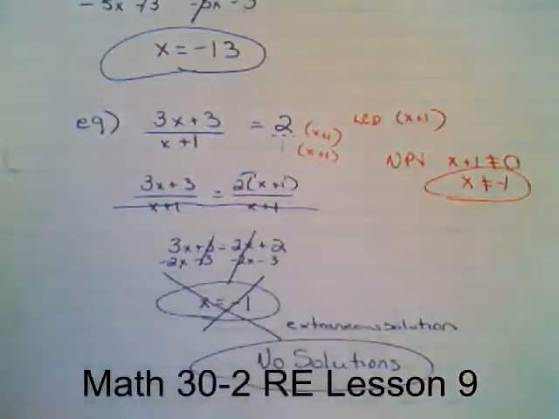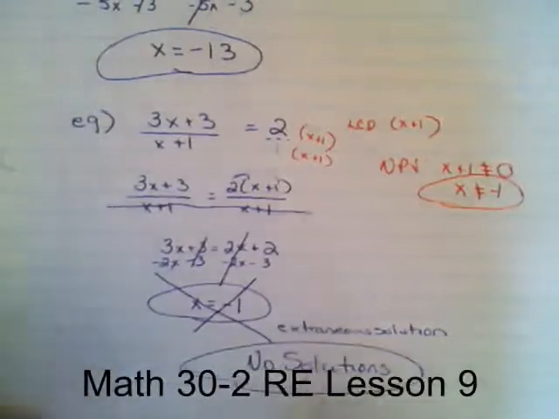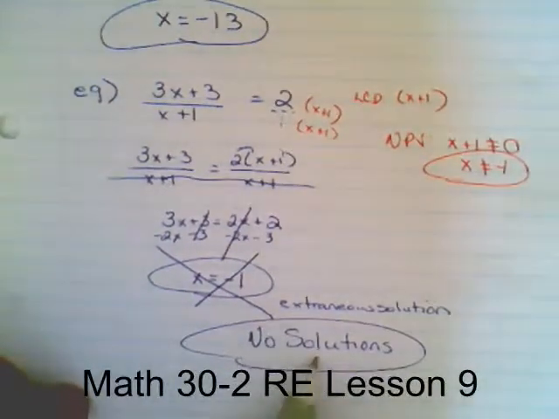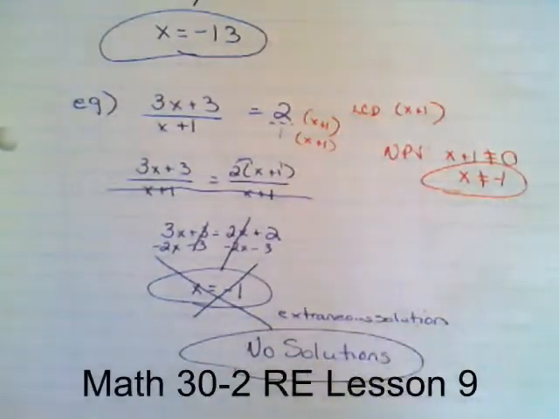So essentially, I did all this work for no reason. There's nothing left over. But I need to know that there's no solutions. So that's the correct answer. The correct answer is there is no answer.